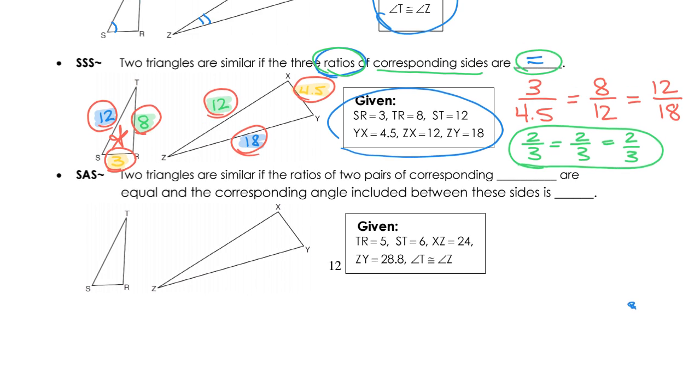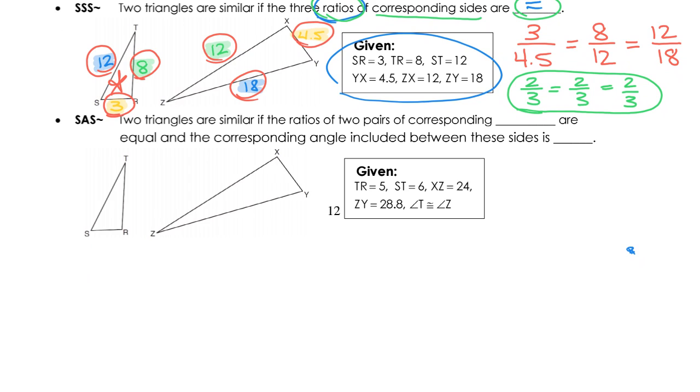All right, last method. And this is a little mixture of the two methods. This is called side angle side similarity. It says two triangles are similar if the ratios of only 2 pairs of the corresponding sides are equal, and the corresponding angle, it says included, which means that that angle has to be between the 2 sides that you're comparing, okay? And that angle has to be congruent.